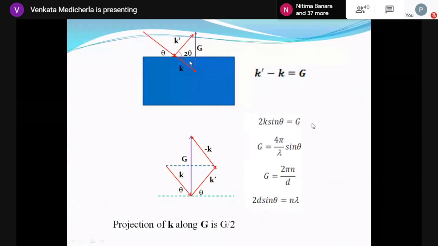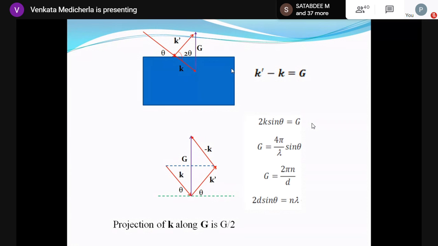If this is taken as the glancing angle theta, this will become 2 theta. So this is the overall change, because the incident wave vector k rotates by 2 theta to get the scattered wave vector. The line connecting the tip of k to k prime is actually G. I already told you, the reciprocal lattice vector must be perpendicular to the planes. There are planes here along this horizontal direction in the crystal, so it must be perpendicular to the planes. That is obvious. So when k prime minus k is equal to G, you get constructive interference. That's called the Laue condition.